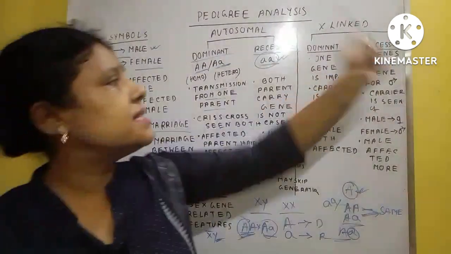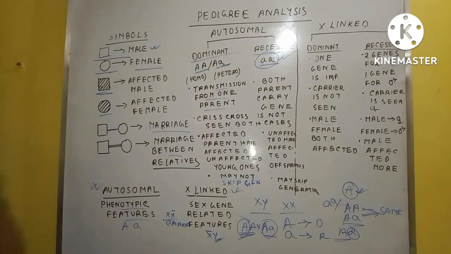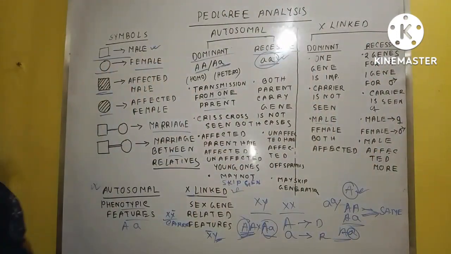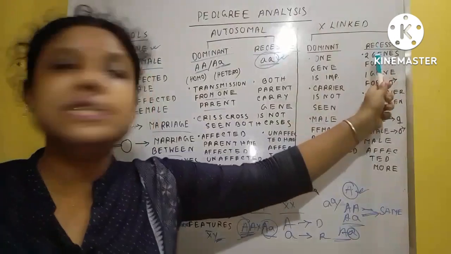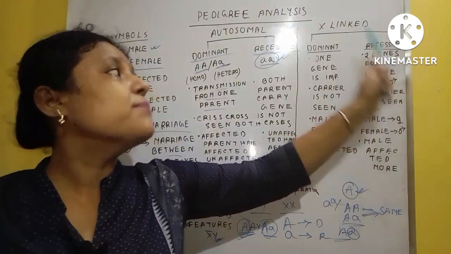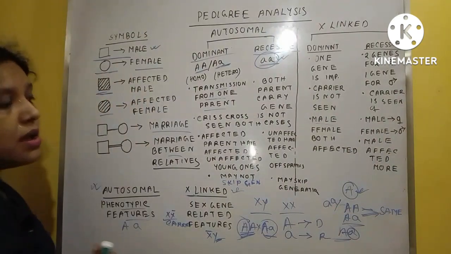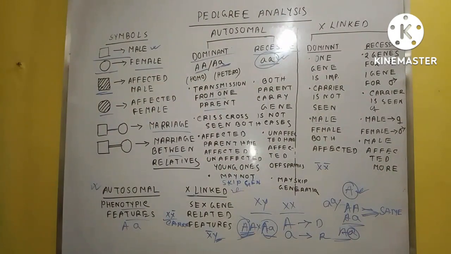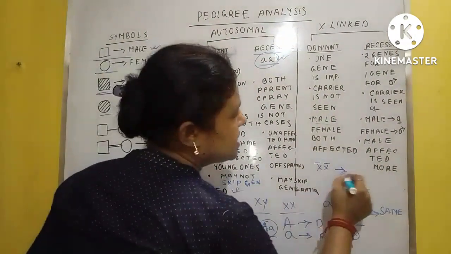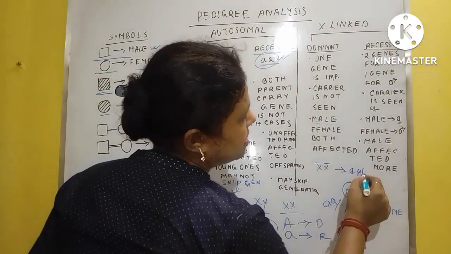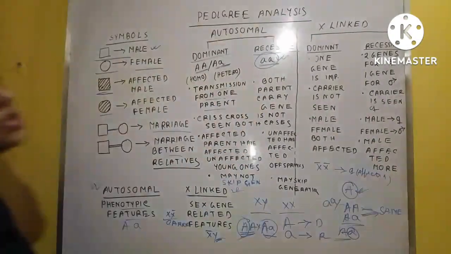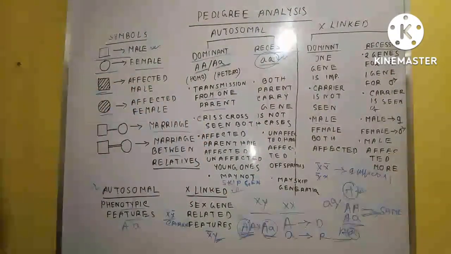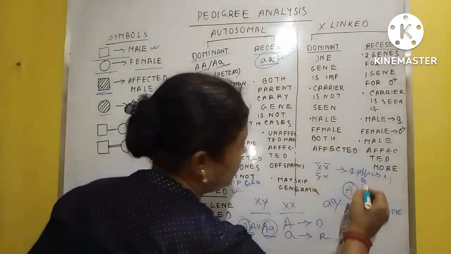Clear? Next, the recessive. What does it say here? Two genes for female and one gene for male. If the two genes are not diseased, the female young ones will not be diseased. So if the female is to be diseased, both genes must be diseased genes. Otherwise, it's not possible for her to be affected. Clear? And the carrier is seen here. I explained it also. Okay, this is the carrier. Carrier is seen obviously in female, not male.